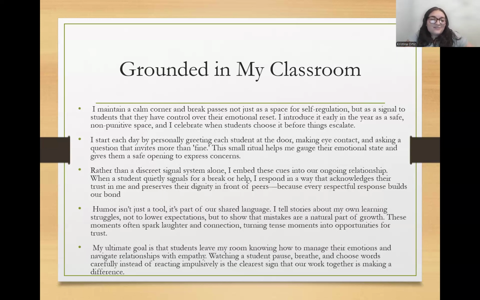So my ultimate goal is that students leave my room knowing how to manage their emotions and navigate relationships with empathy. Watching a student pause, breathe, and choose words carefully instead of reacting impulsively is the clearest sign that our work is making a difference.